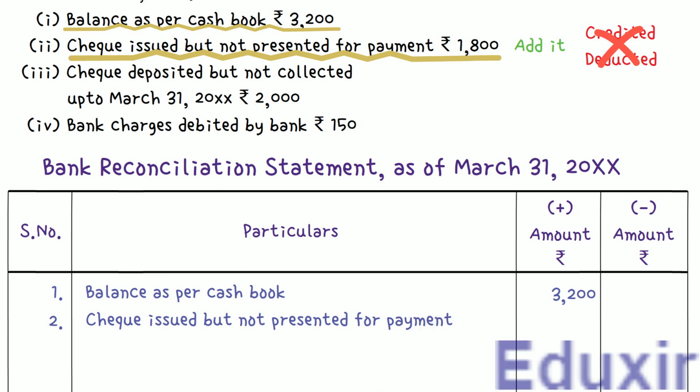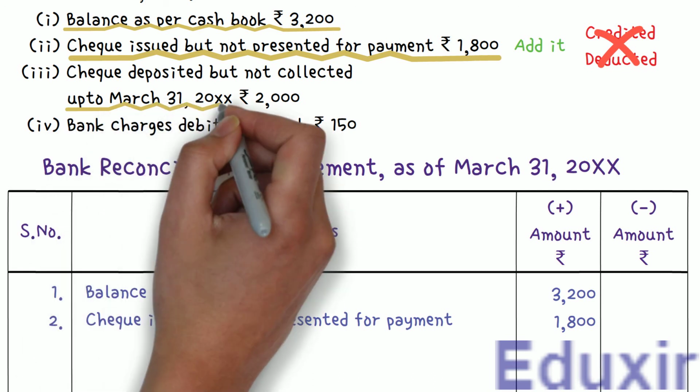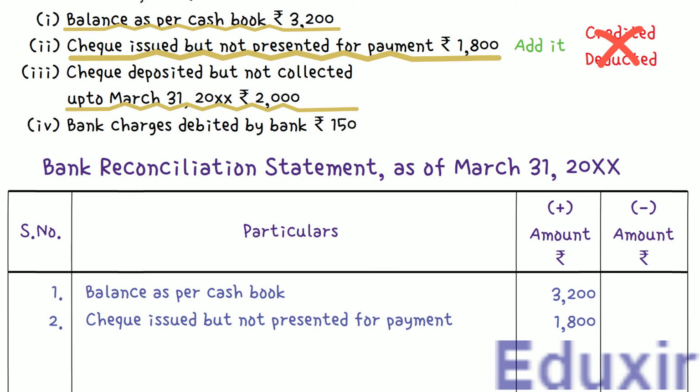Let us now add this amount of 1800 rupees. That completes the recording of these details into the bank reconciliation statement. Let us now take up the next details. Here it is given that a check of 2000 rupees is deposited in the bank but not yet collected. This is caused by the timing difference in recording of the transactions.